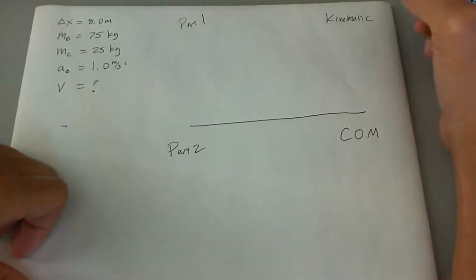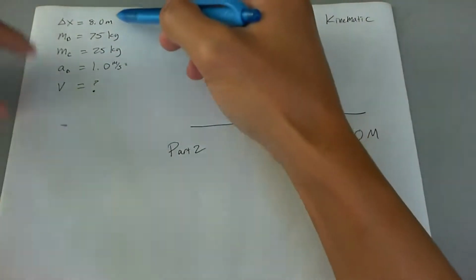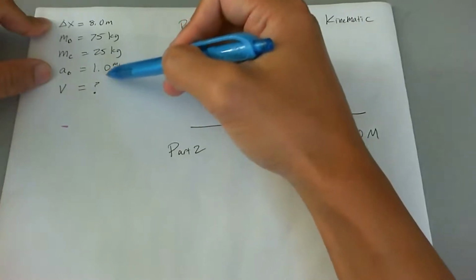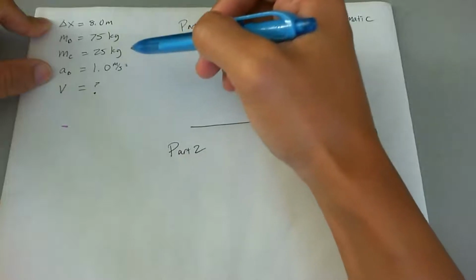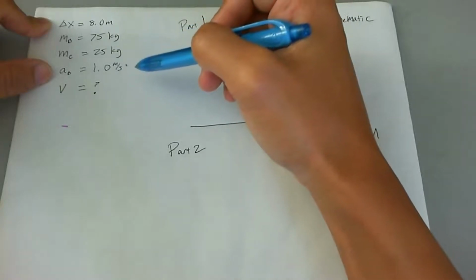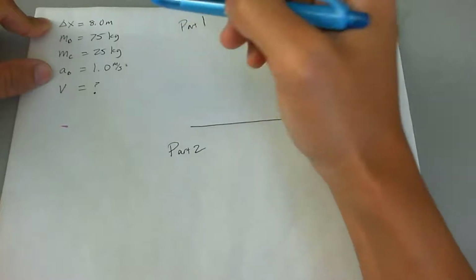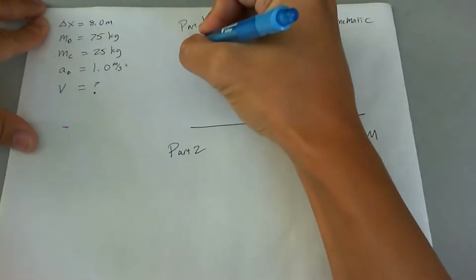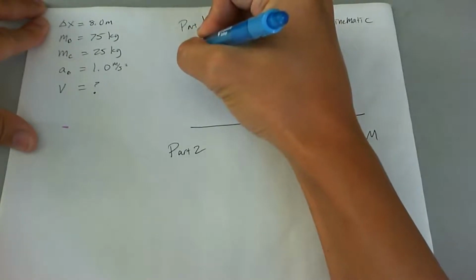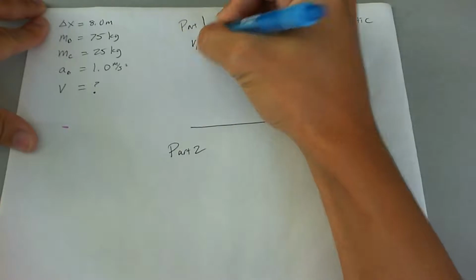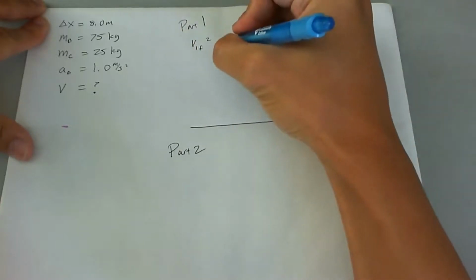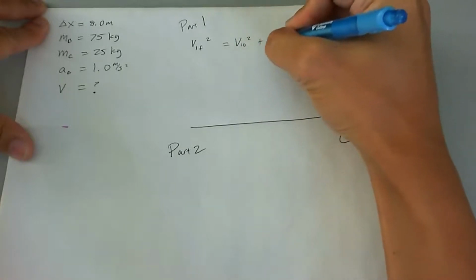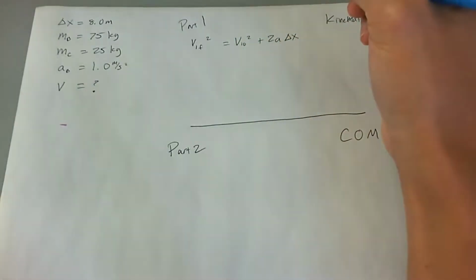So what I'm going to do first is see that Bob is 8 meters away. He's accelerating. What's his final velocity right when he jumps on the skateboard? Okay, acceleration, distance, velocities. I think I know which kinematic equation that would be. That would be v1 final squared equals v1 initial squared plus 2a delta x.